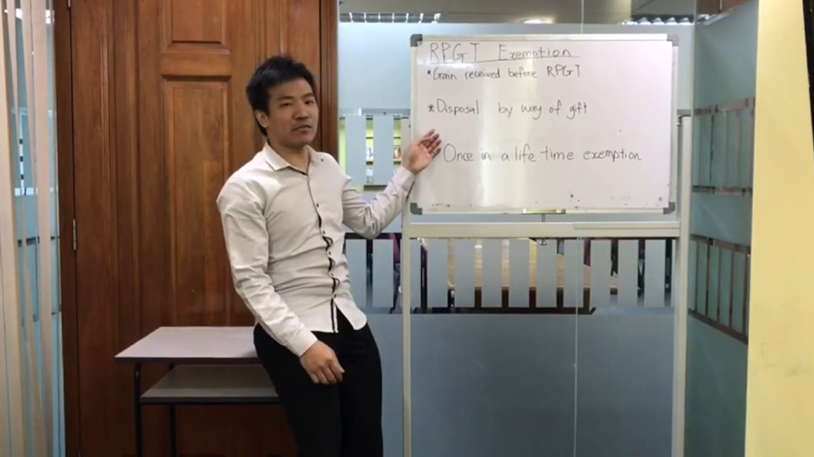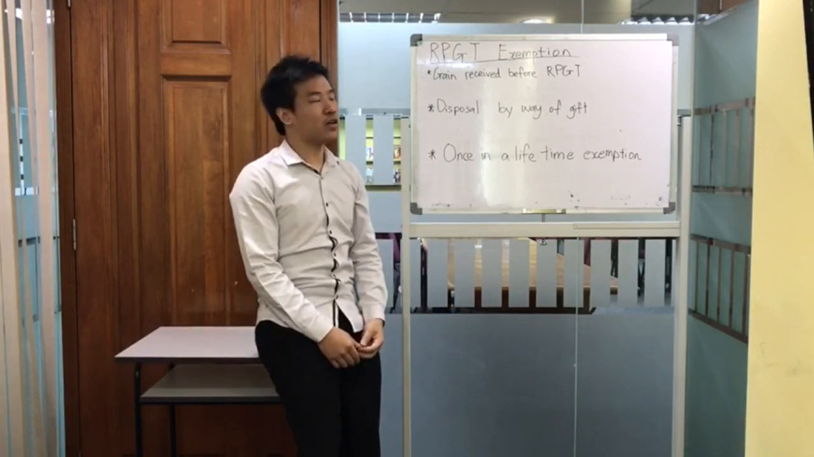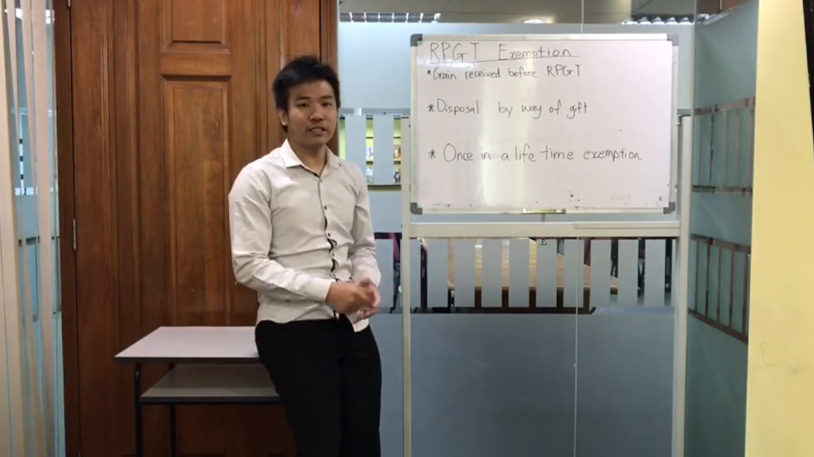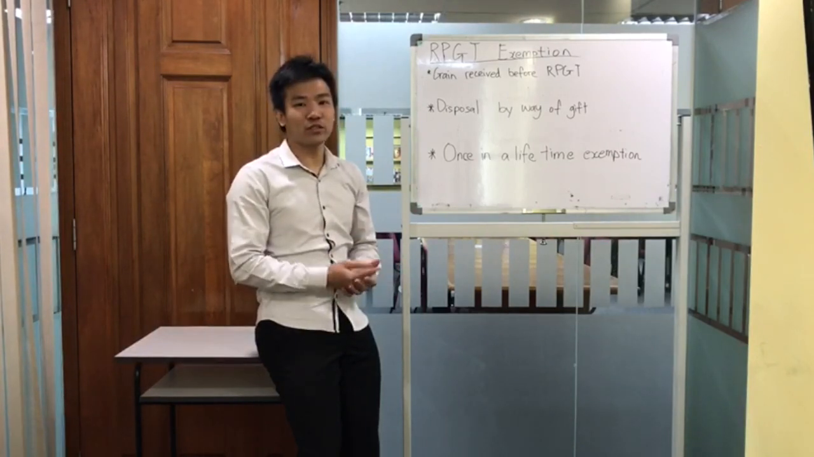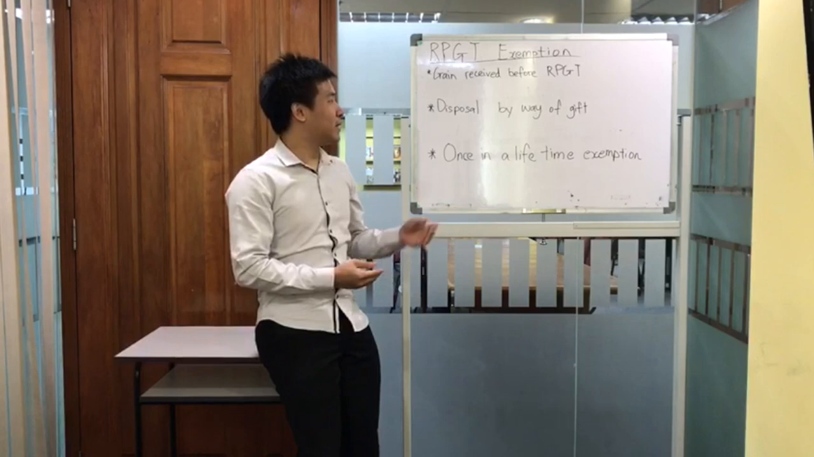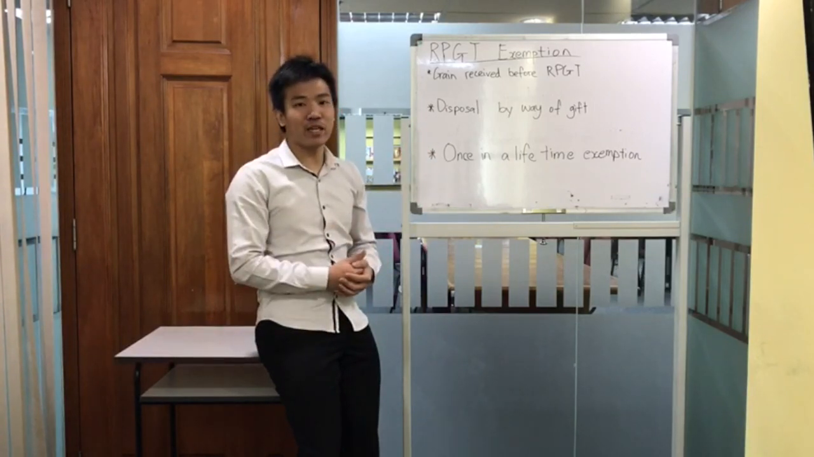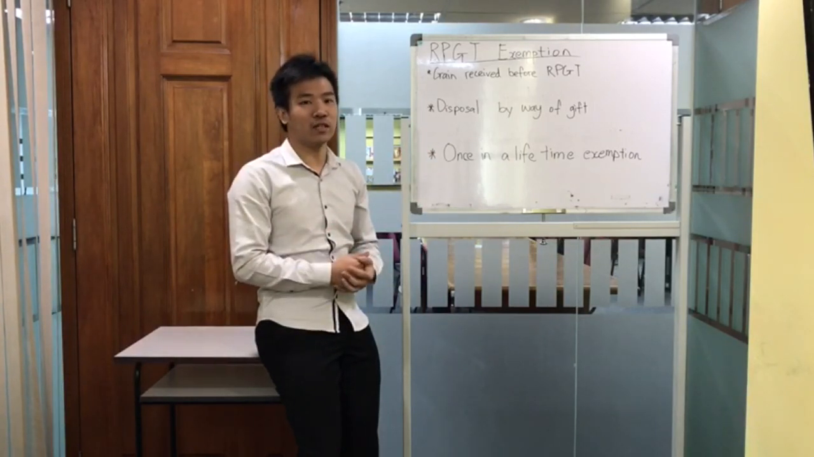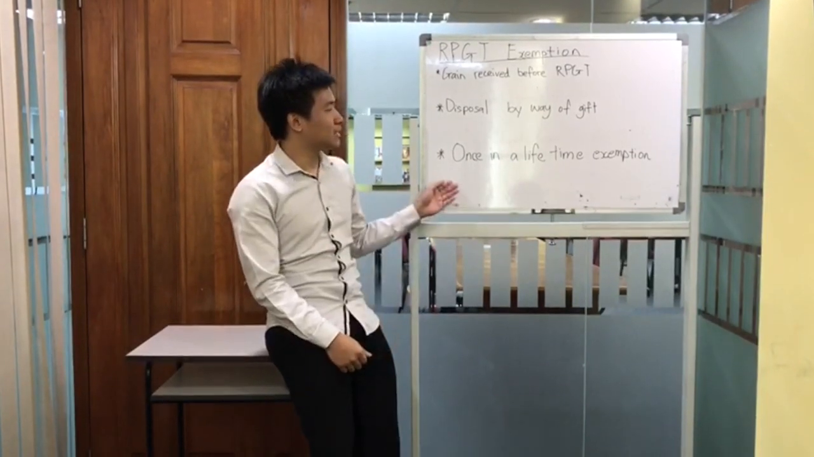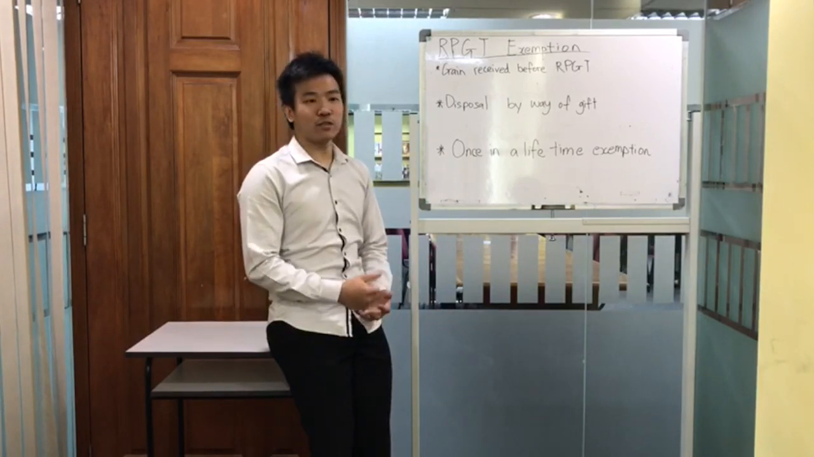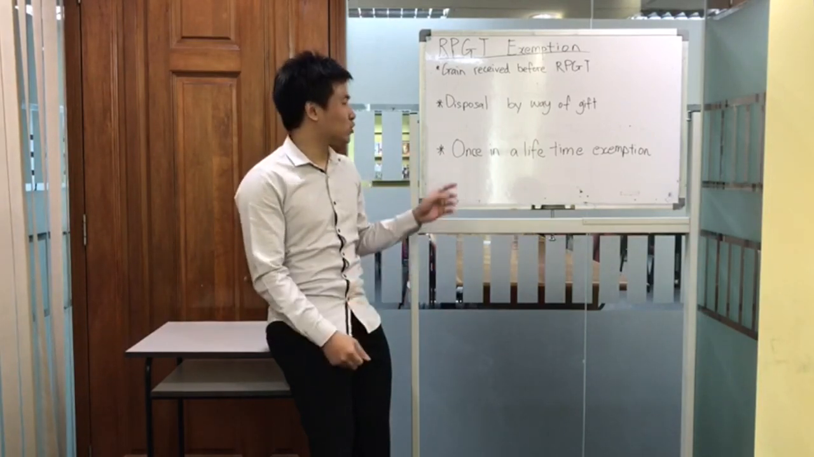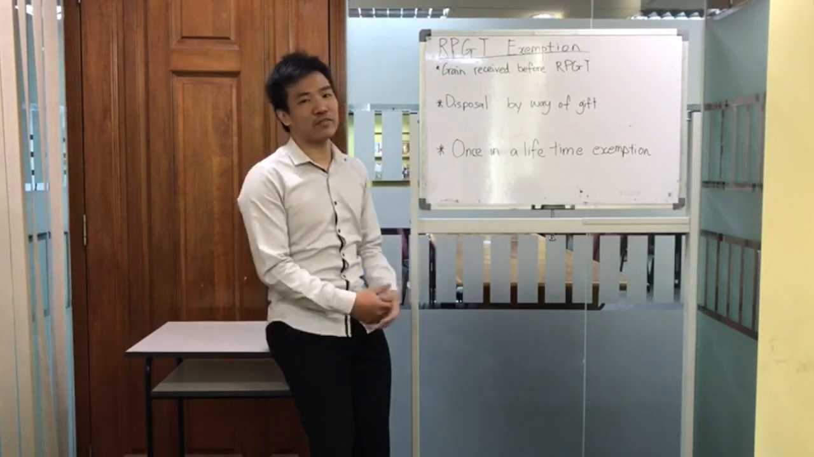So the second exemption is disposal by way of gift, provided that the donor and the recipient are husband and wife, children, parents, grandparents, or grandchildren. And the disposal must be made within 5 years after the donor acquired the asset. The last exemption applies to all Malaysian residents for disposing of their private residence, and it is only applicable once in their lifetime.